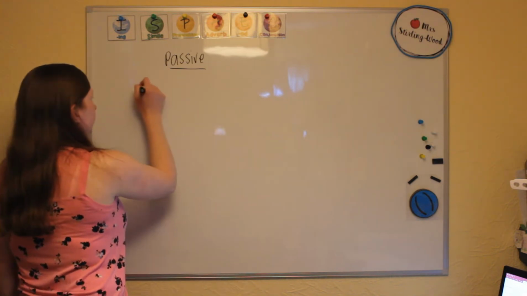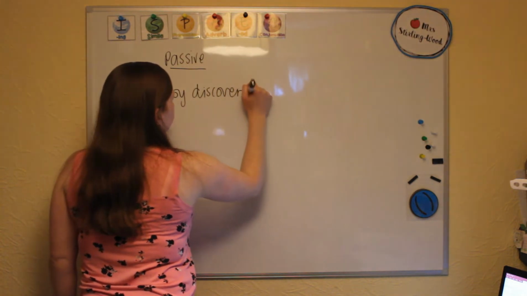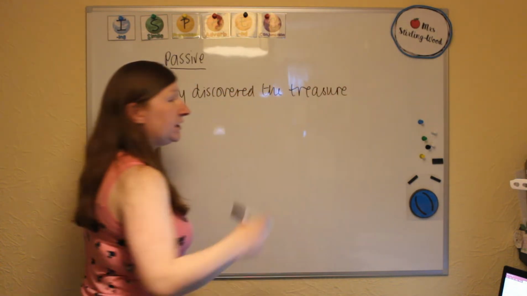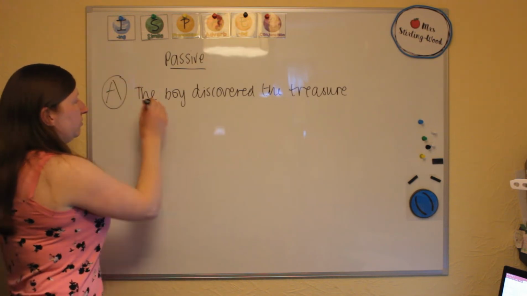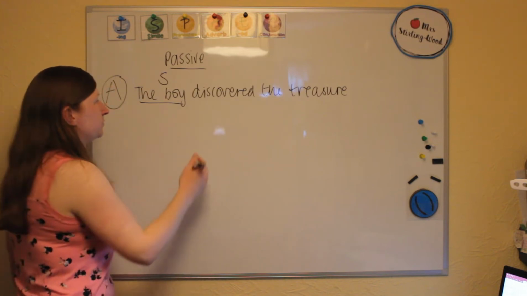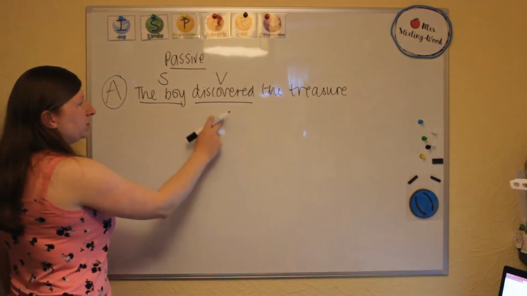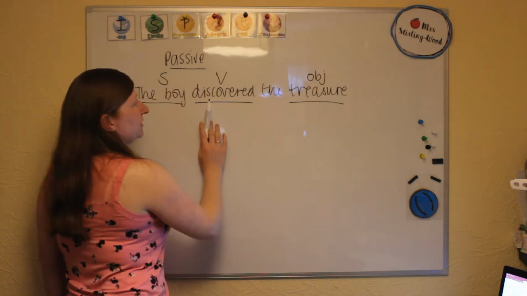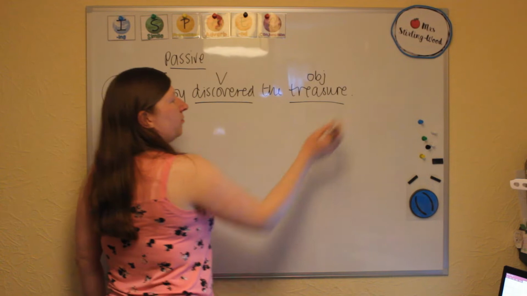So here's a sentence. The boy discovered the treasure. In this sentence, this is an active sentence. The boy is the subject, the person doing the action, or who the verb's about. Here is my verb. The boy discovered treasure. Treasure is my object because it's being affected by the verb. It's the thing that is being discovered, the treasure. Okay, put a full stop there.